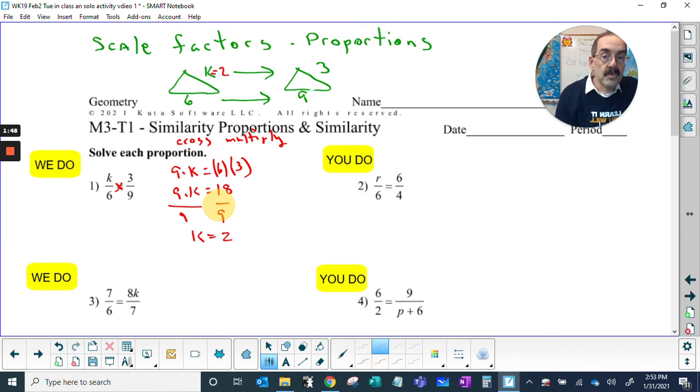6 goes to 9 as 2 goes to 3. You see the factor of 3? That's one way to look at it. So we're trying to find the scale factor from 1/3 to 3 over 9. So 1 goes to 1.5. If we went this direction, 3 to 1. All right, let's try another one. Pause the video. You try the next one.